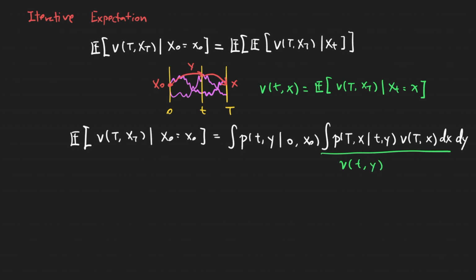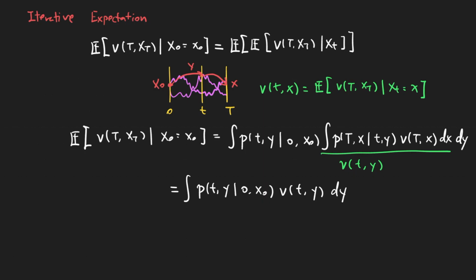Then this equation becomes the integral of the transition from 0, x0 to t and y, times v of t and x. Then we integrate over x, and then dy. If we look at this integral, it's a function of the intermediate time, small t. The small t simply breaks down the transition probability into two parts.